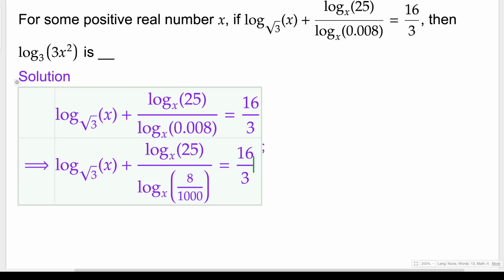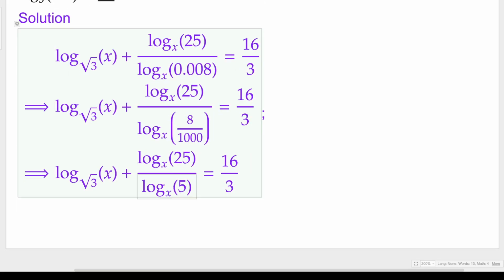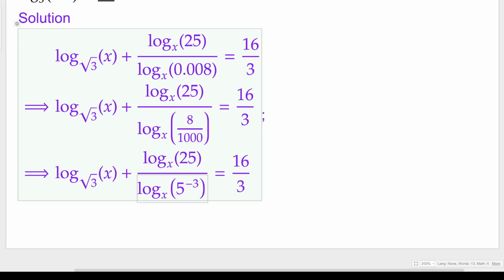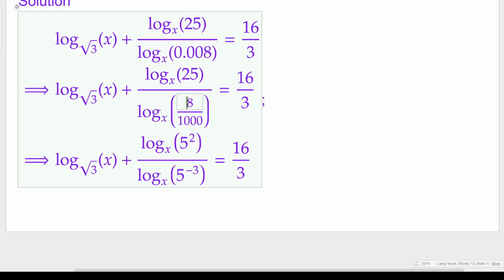On further simplification, this can be written as 5 to the power minus 3, and this 25 can be written as 5 square, right? Because this one is 1 by 125. Fine. Now next we'll go to the next step.